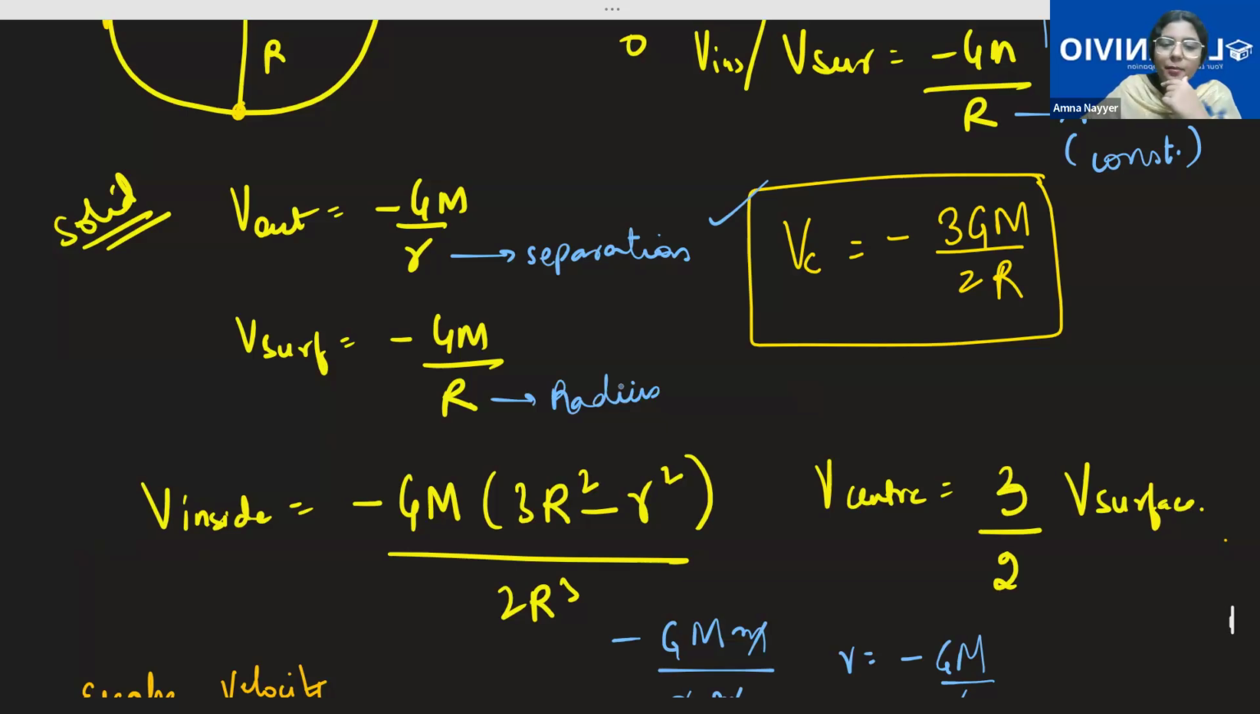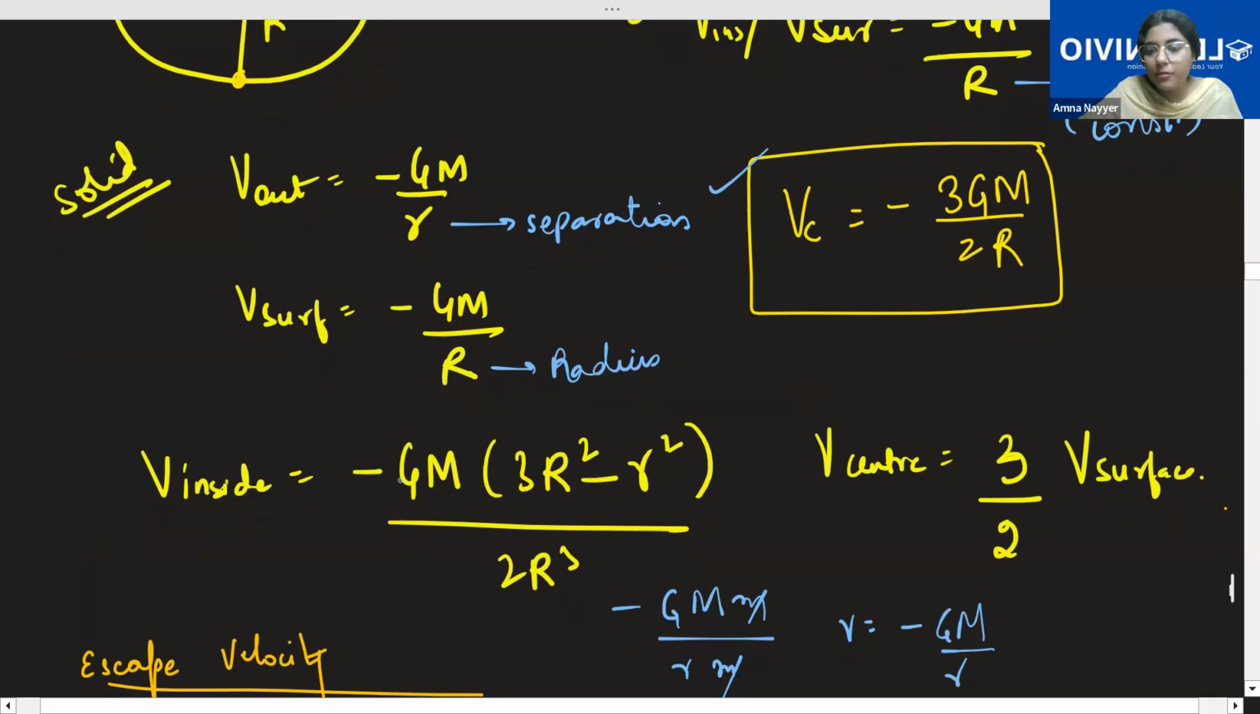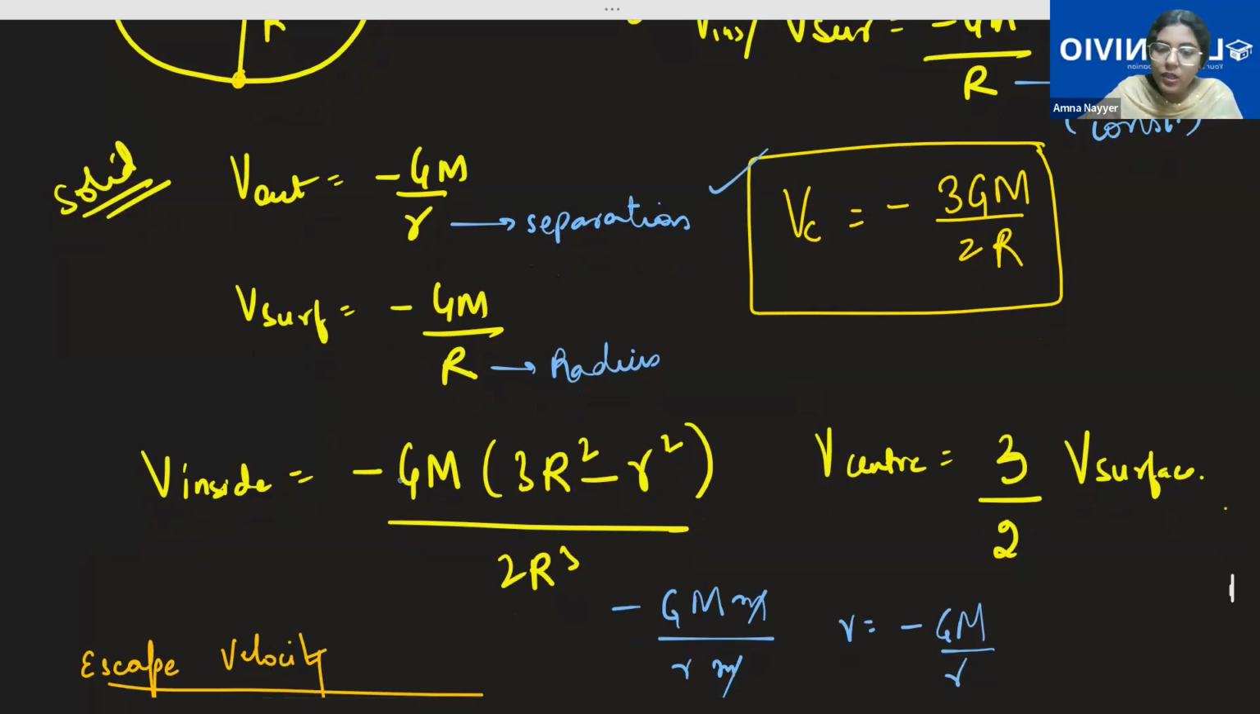But your inside gets separated, and there's a huge tough derivation for this. You need to remember all the formula. So minus capital G capital M into 3 capital R square minus small r square divided by 2 R cube. This is a formula which you have to remember, class. And the center one is 3 by 2 GM by R, that is 3 by 2 times the surface.